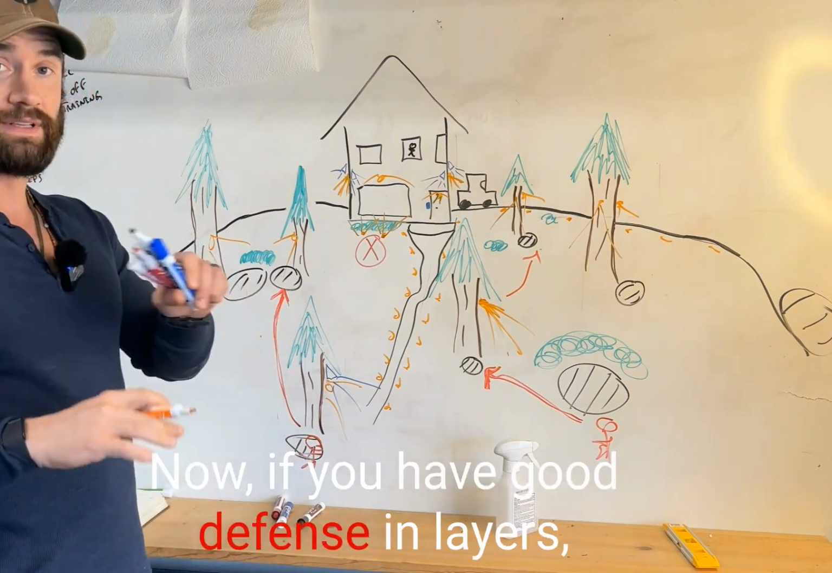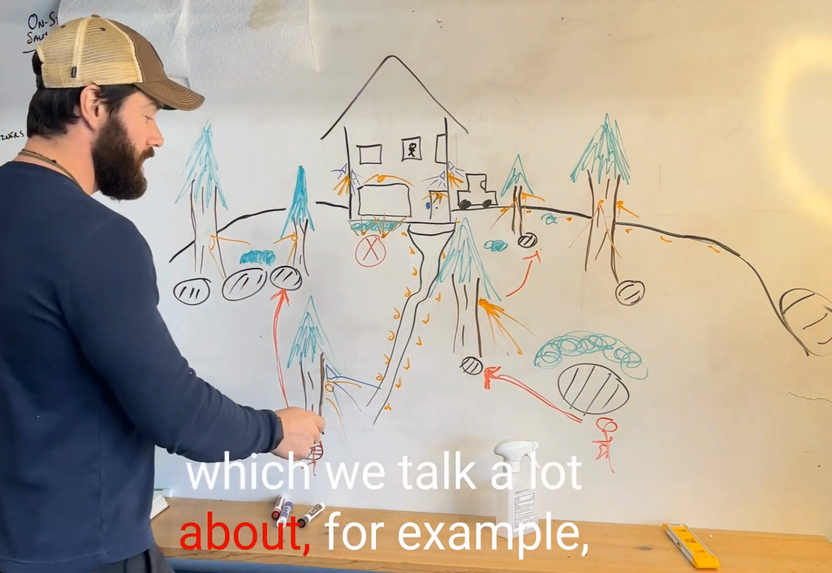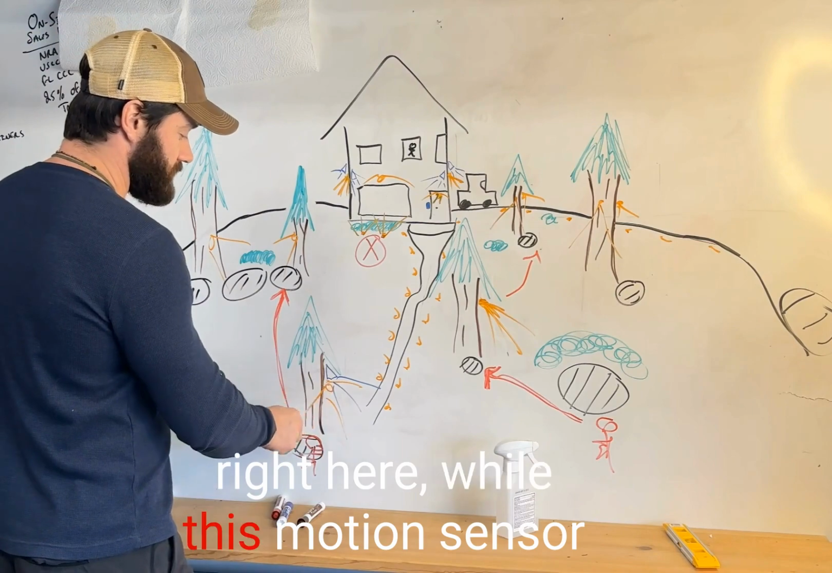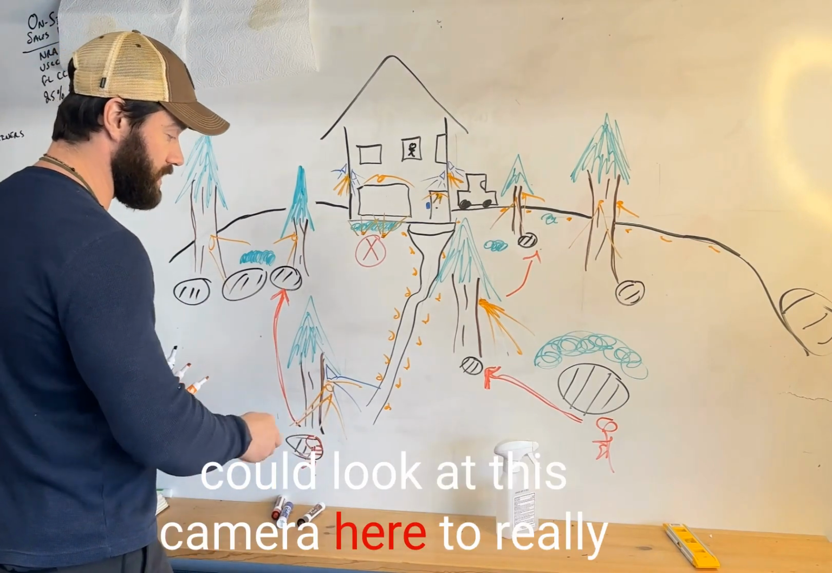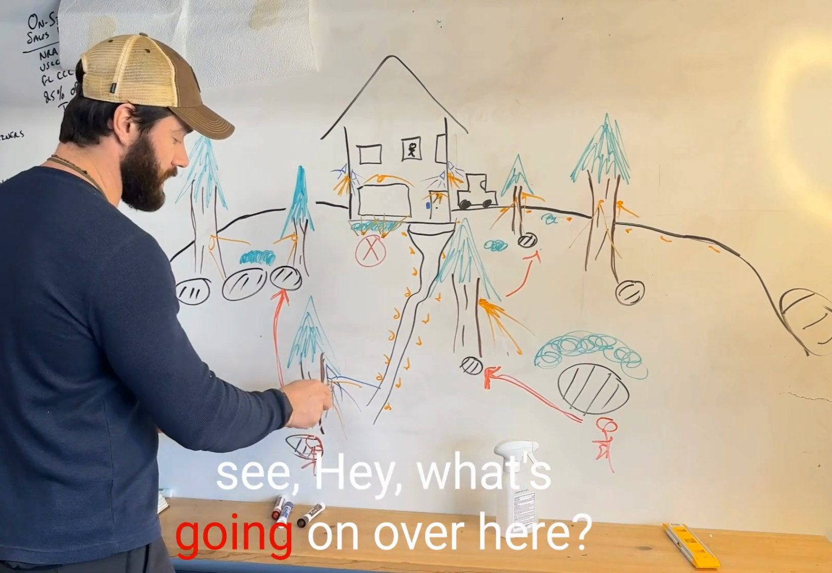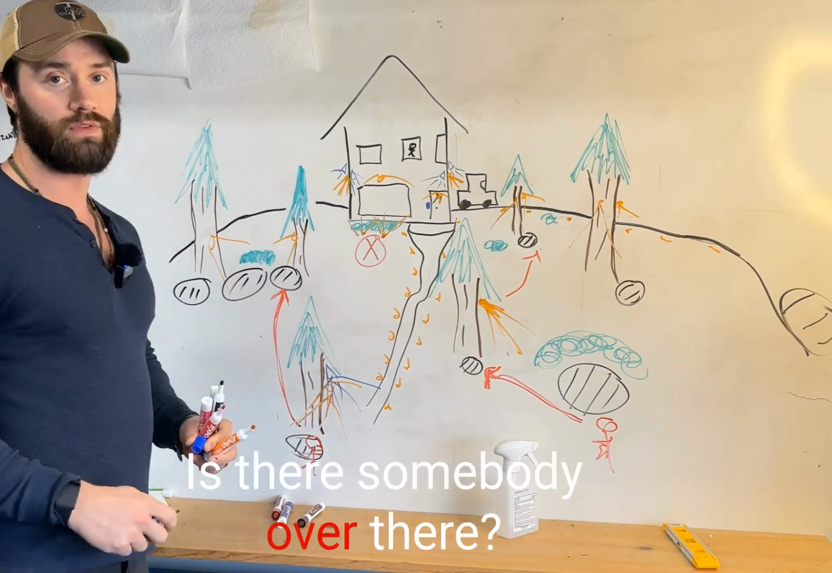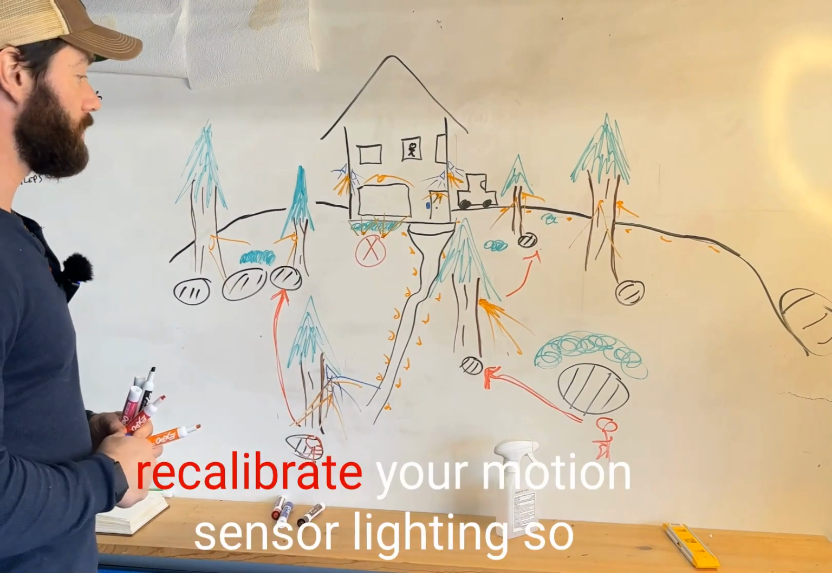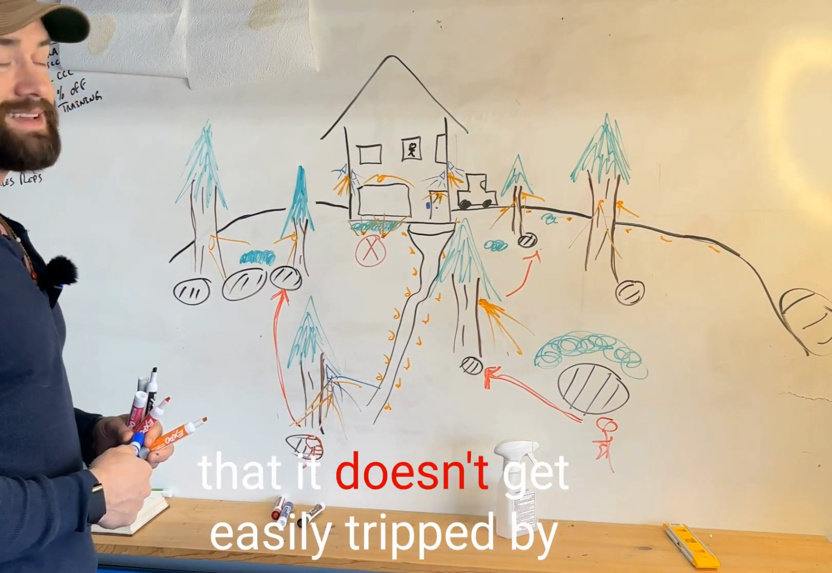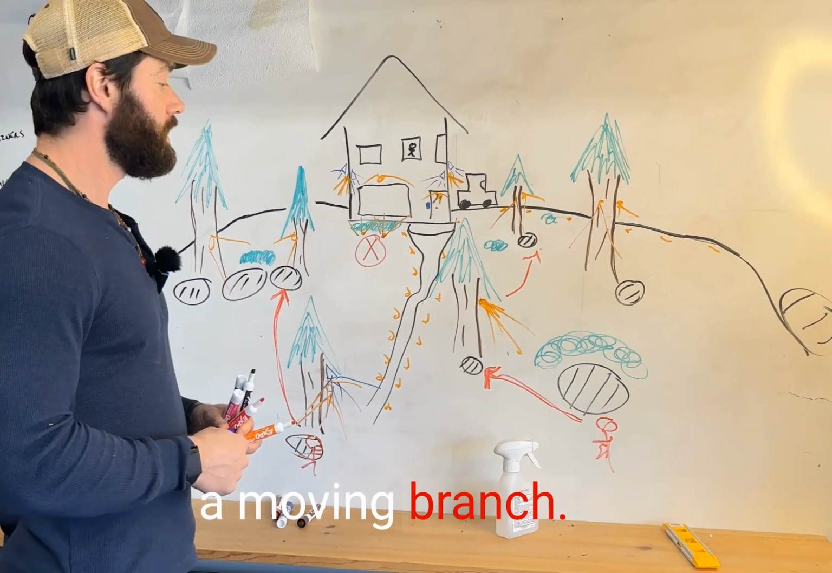Now, if you have good defense in layers, which we talk a lot about, for example, right here, this motion sensor light goes off. Now you know that you could look at this camera here to really see, hey, what's going on over here? Is there somebody over there? And if there are, cool, now you know where they're at. And if not, and it's an animal, hey, whatever, recalibrate your motion sensor lighting so that it doesn't get easily tripped by a moving branch.